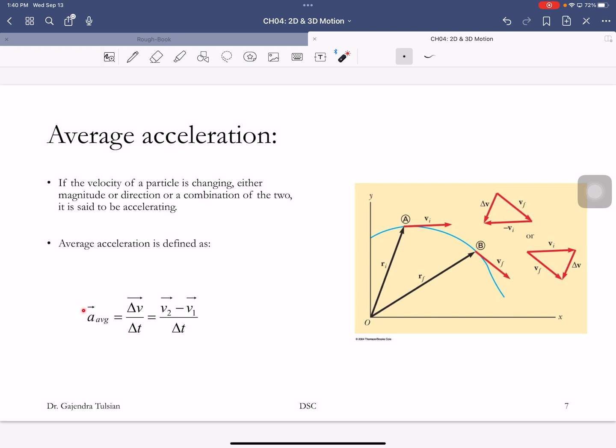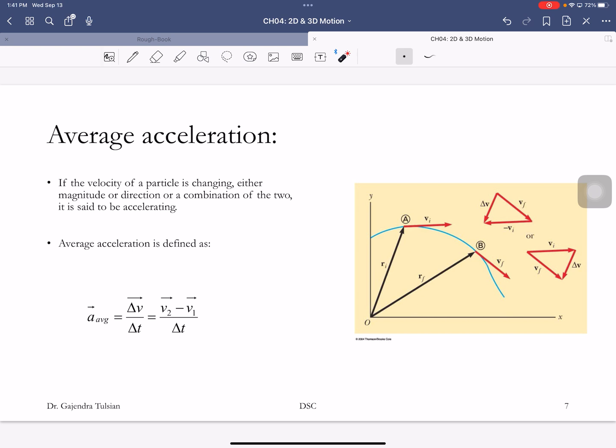Okay. So acceleration is defined as change in velocity divided by the time over which that change happened. Okay. So this is average acceleration. So for instance, if this was your trajectory, the blue line, and we just learned that the velocity is always tangent to the trajectory. Okay. So there's your initial velocity, there's your final velocity. And you can see that the velocity has changed.